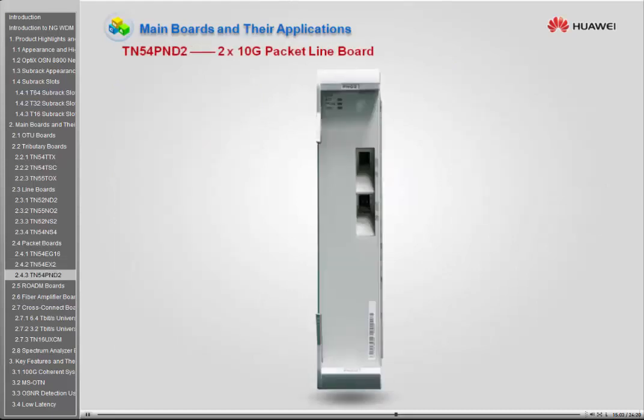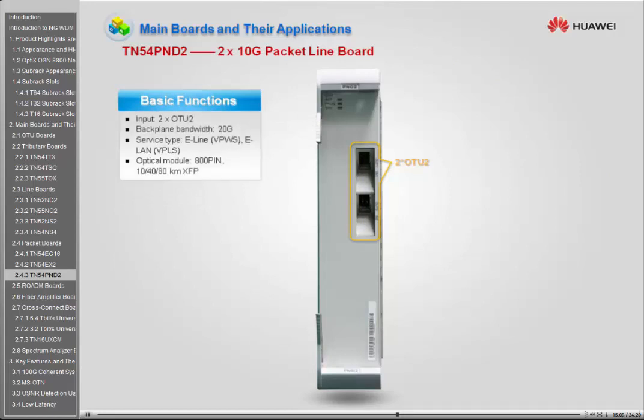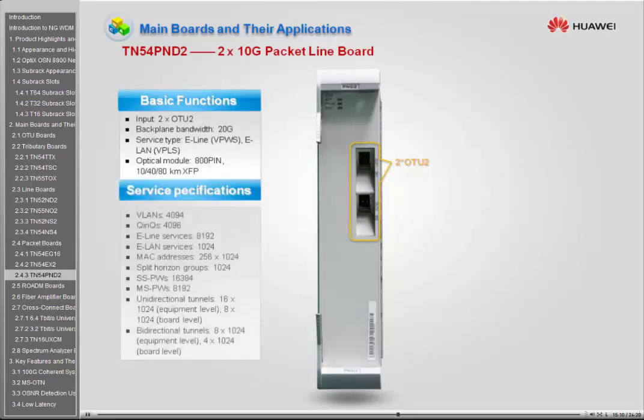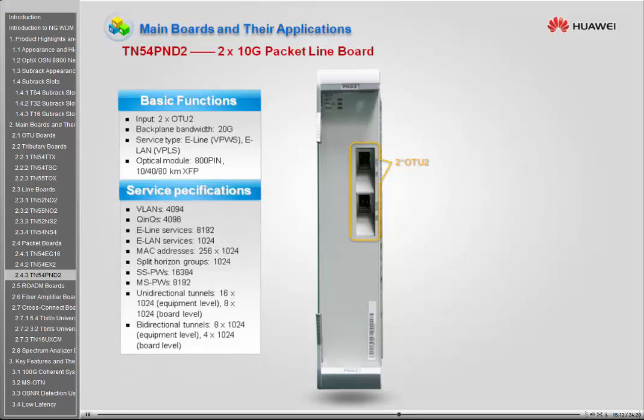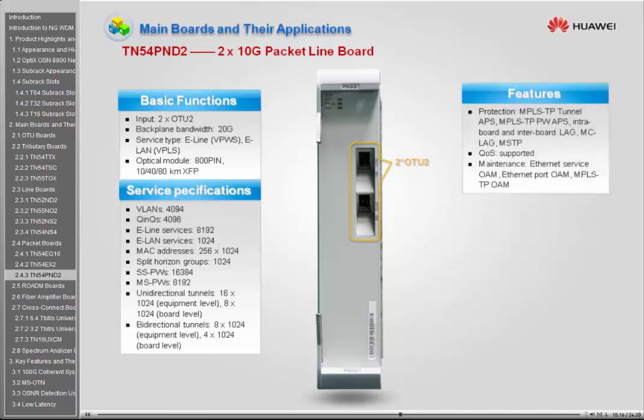Last, let's look at the TN54PND2 board, which is a 2-port 10G packet line board. Similar to the previous two packet boards, this board also supports Ethernet service protection, quality of service, and OAM functions.